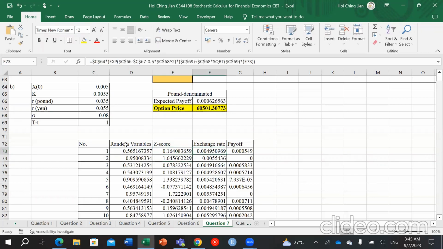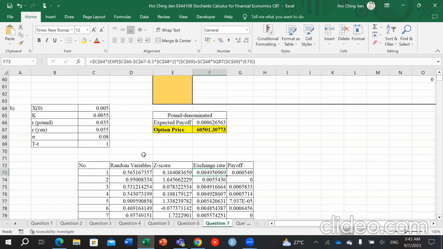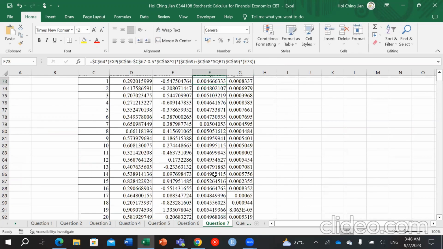And the exchange rate, since it follows Black-Scholes, we can use the formula. This is currently year 1, so it's x1. x1 is equal to x0 multiplied by exponential power of r minus rf minus 0.5 sigma squared times t, where t is 1, plus sigma times the square root of t, which is the square root of 1, and then multiply with the Z score. After we insert into the function, we will get this equation, and the exchange rate will be this.